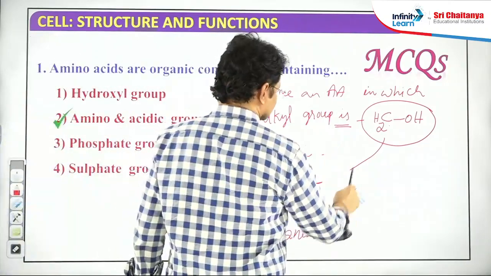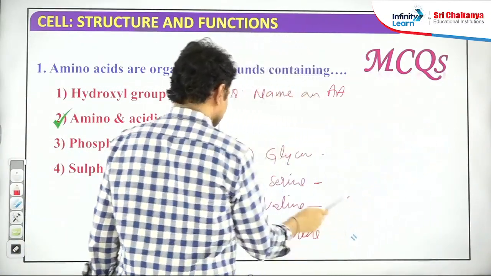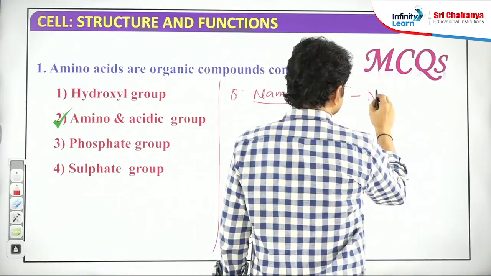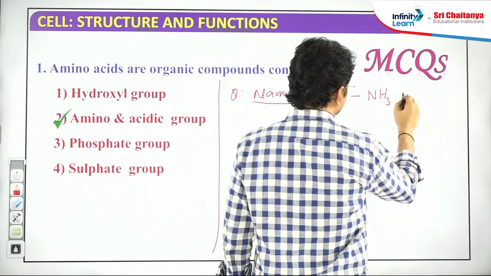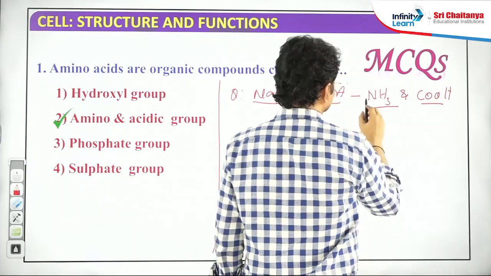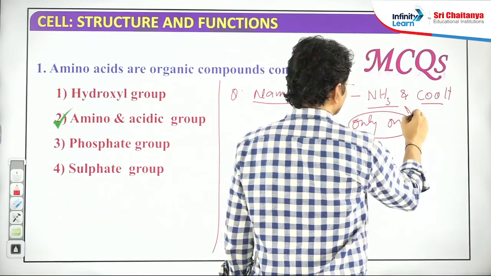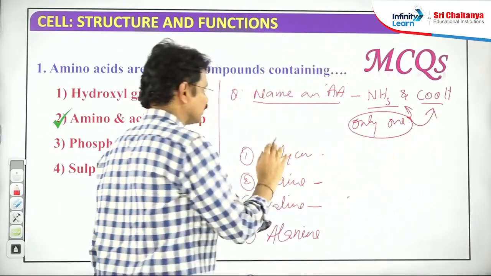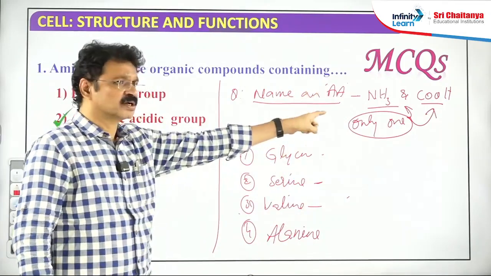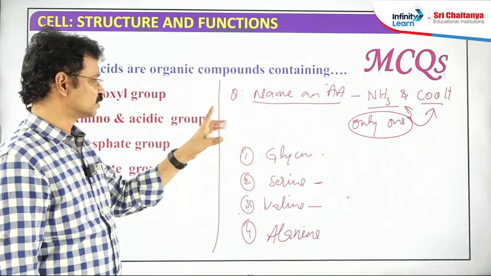Next, one more question. Name the amino acid. Options are the same, there is no change in options. Name an amino acid in which a single amino group and a single carboxylic group is present. Only one amino group and only one carboxylic group in the entire structure of the amino acid. Identify the amino acid from the following in which the amino group and carboxylic group are only one.